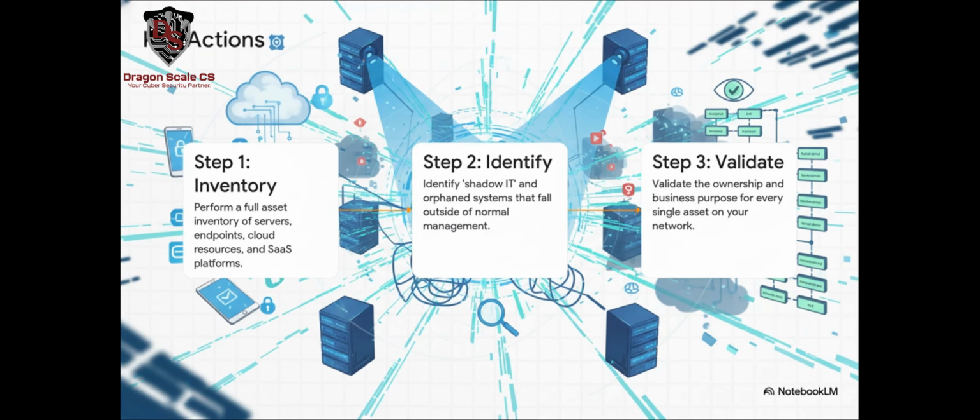So let's make this super actionable. It's a three-step process. First, inventory. I mean everything. Your servers, endpoints, all your cloud resources, every single SaaS app you're paying for. Second, you go hunting. You're looking for shadow IT and orphan systems, the stuff that other teams spin up without telling you. And third, you validate. For every single thing you find, you have to be able to answer one simple question: why does this exist? What is its business purpose?